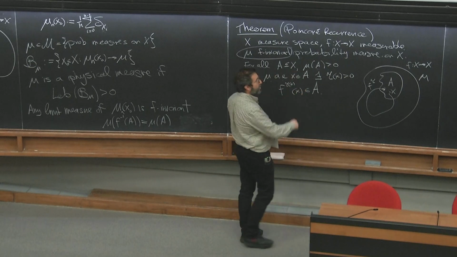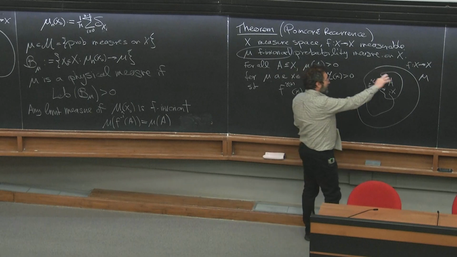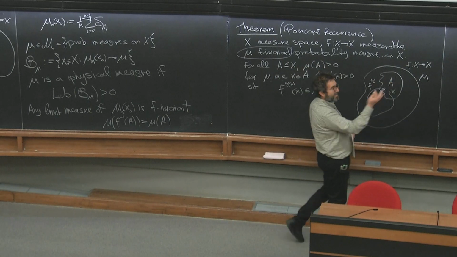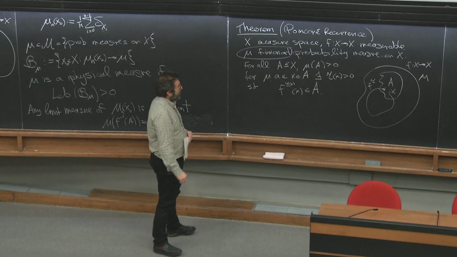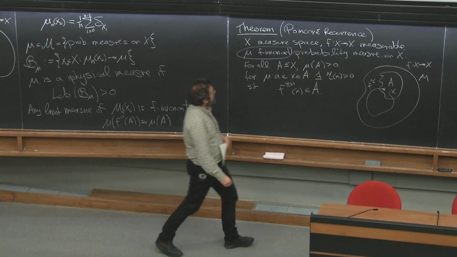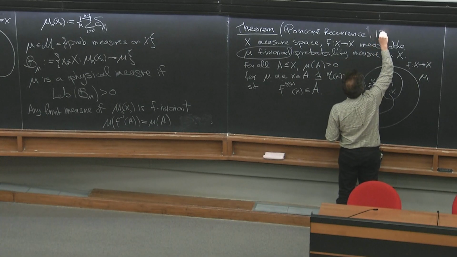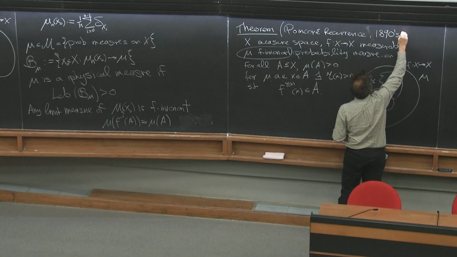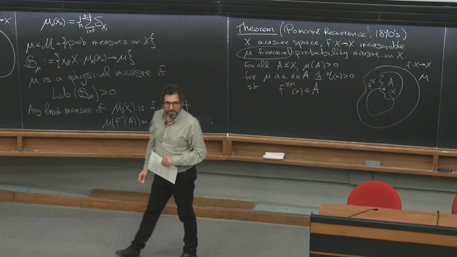It's not an immediate corollary of this because you might have that the set A comes back to some subset that doesn't come back. So there's a little subtlety there. But this is Poincaré recurrence. This goes back to, believe it or not, the 1890s. So this is a very classical result.